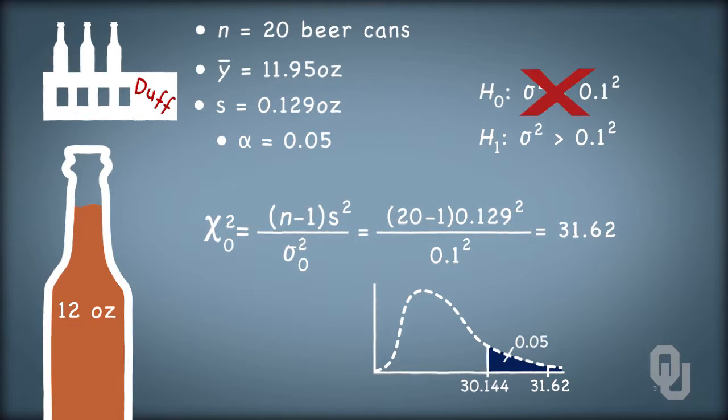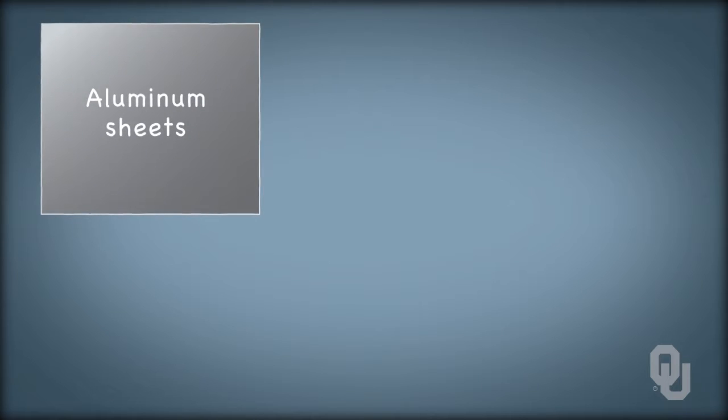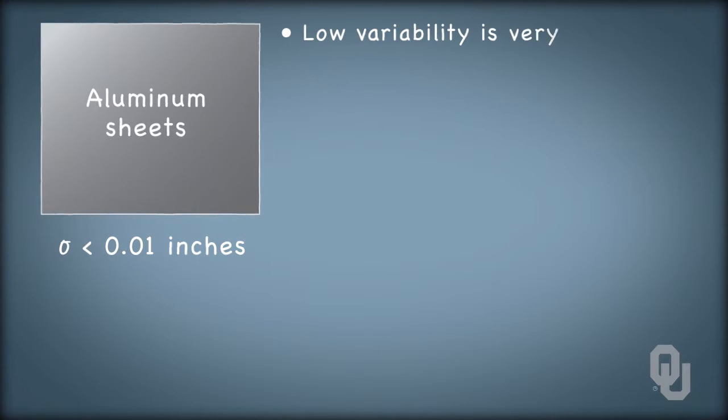The quality control engineer at Duff Brewery may want to adjust the fill machine to produce a more desirable level of variability. And while we're at it, let's do an example problem with the p-value approach. An aircraft manufacturer needs to buy aluminum sheets whose standard deviation of thickness is less than 1/100th of an inch. Low variability among these aluminum sheets is very important for aircraft balancing.